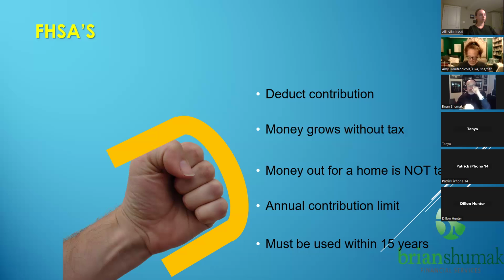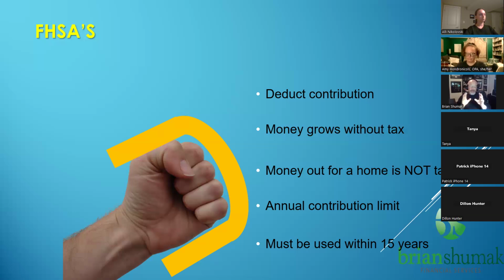An FHSA is the same investment, different parameters. You get to deduct the contribution, it grows without tax, and as long as it's buying a house, it comes out without tax. If you don't buy in the first 15 years, you have to close the FHSA, and presently they are allowing you to transfer that over to an RSP. And if you had maximized your RSP contributions, that extra amount of money from the FHSA that is now being rolled over does not impact your contribution room.